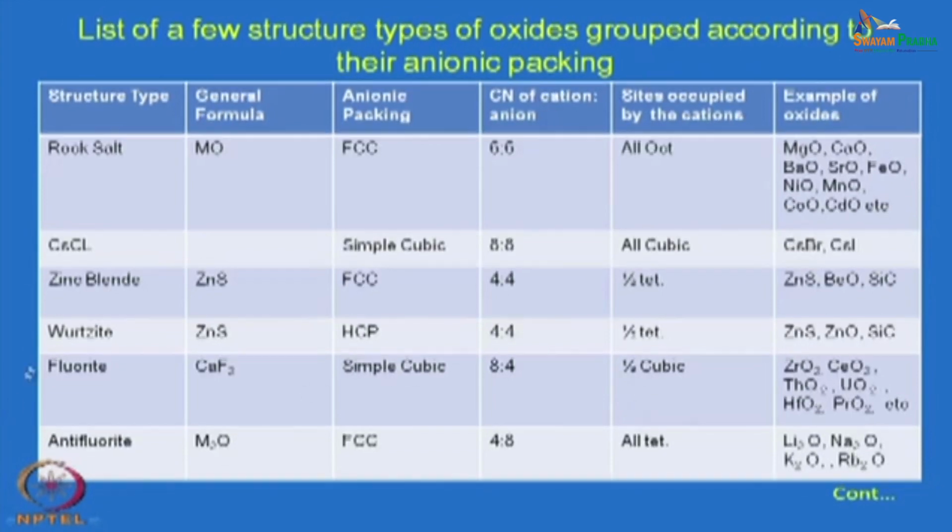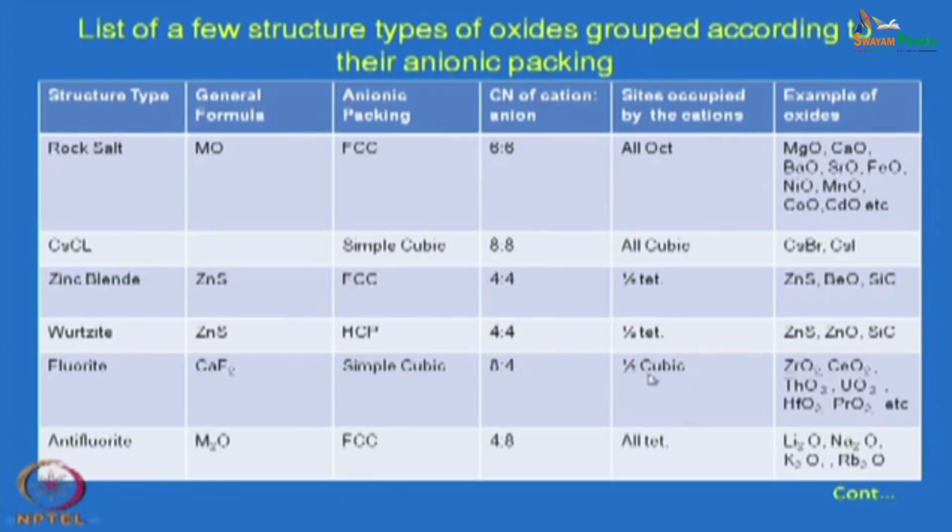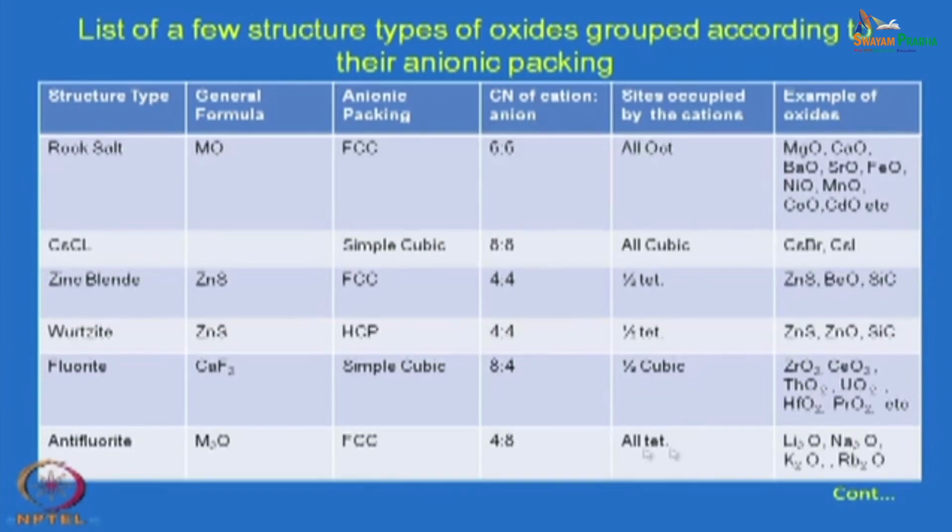In the fluorite, because of the particular formula, only half of the cubic interstitial sites are occupied, whereas here all the tetrahedral sites are occupied because the ratio is M2O. Okay. So, the number of metal cations is double the number of anions, so that all the tetrahedral sites are actually filled up.